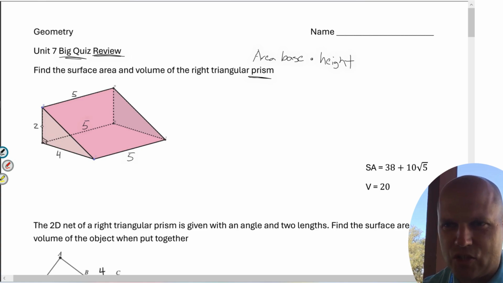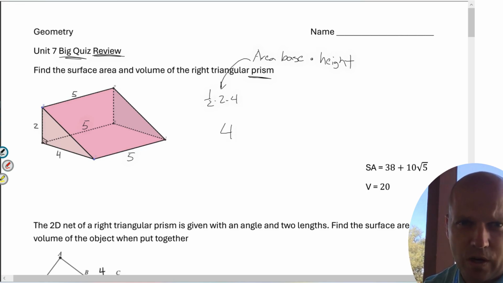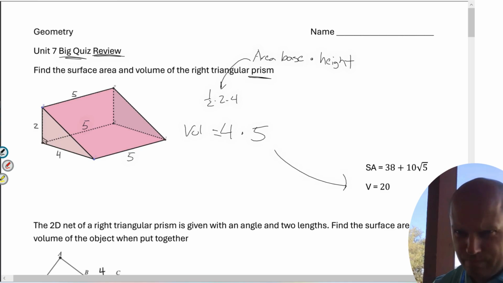This base is the triangle. Area of the base is 1/2 base times the height. That is the area of the triangle, that's the area of the base. So this is going to be 4, and then the height is 5. That's the volume. The volume, boom, 20.